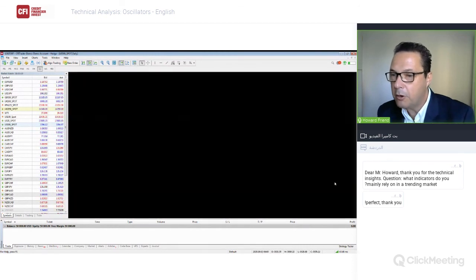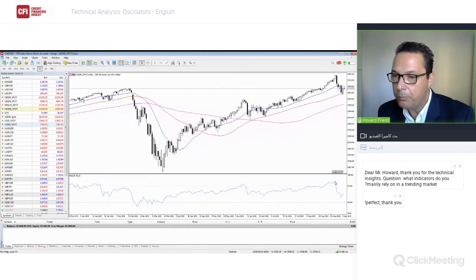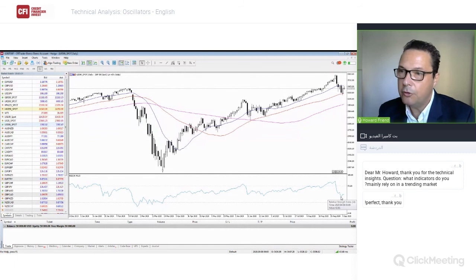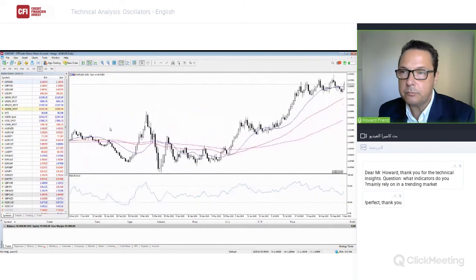RSI wise, we've corrected back. We've gone from overbought back down to this level. The lowest it's been so far is 42. So nice and healthy, a bit like before, 45 on the RSI. So a similar kind of momentum pullback. So it could well be a good indication that we're ready to start basing out, perhaps for another push to new highs. Moving across to euro dollar.